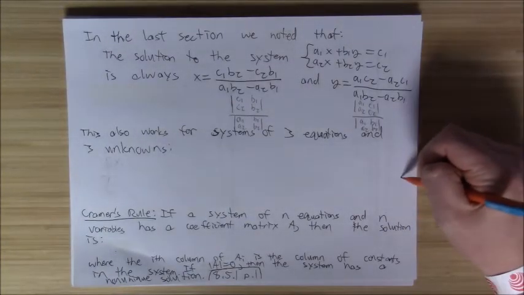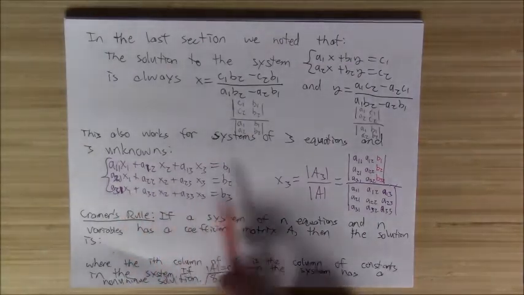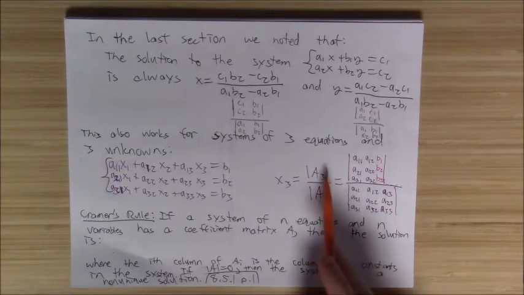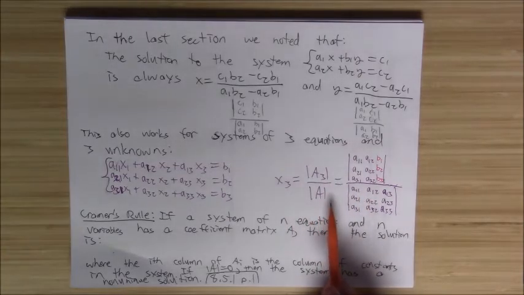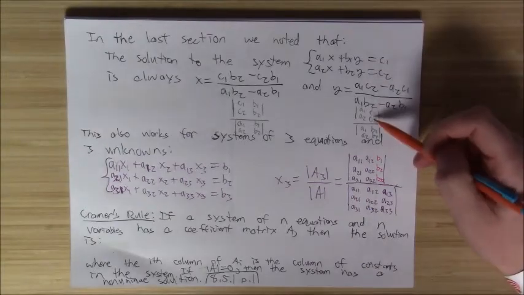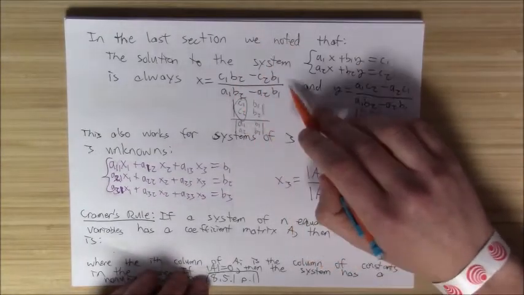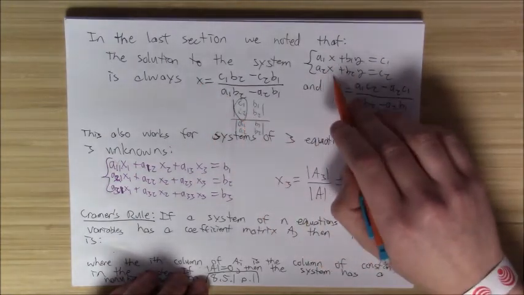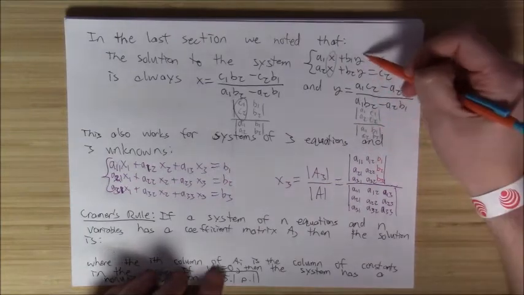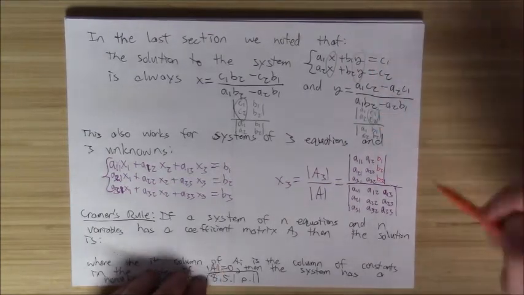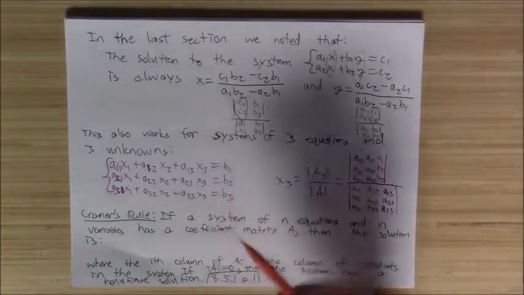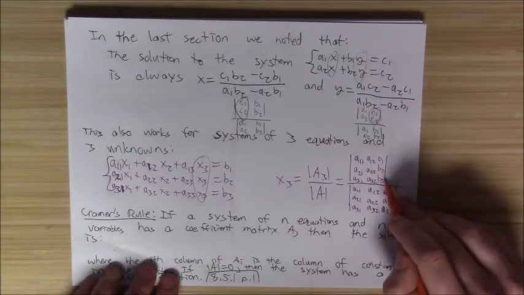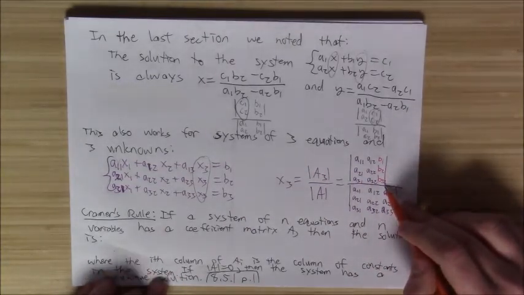Namely, for example, if we had this as our system, if we wanted to solve for x3, then we would have the determinant of A3 over the determinant of A. So just as we replaced the first column with our constants when we were solving for the first variable x, and when we solve for the second variable y, we replace the second column. And so here, since we're solving for x3, we would replace the third column. And that's why we have the b's there.